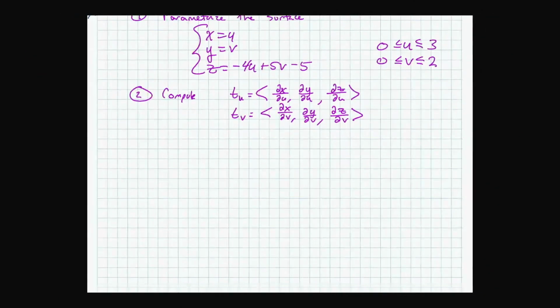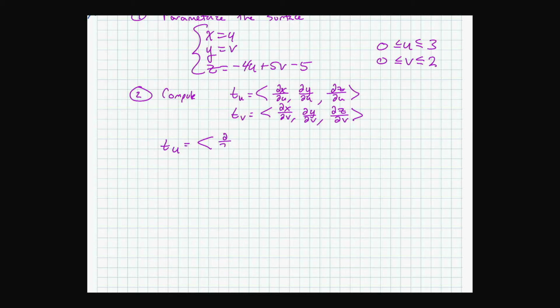Okay, so those are going to be easy. For us, t_u is going to be the vector. The derivative of x with respect to u is going to be 1. The derivative of y with respect to u is going to be 0. Right? I'm going to write this out actually.